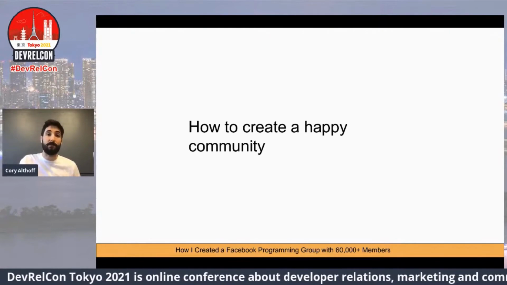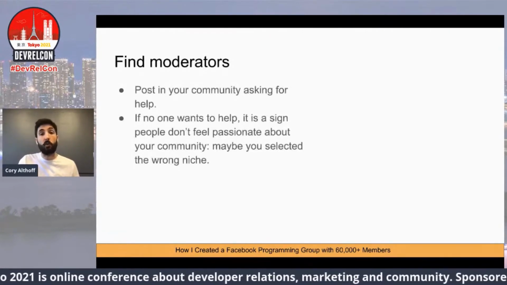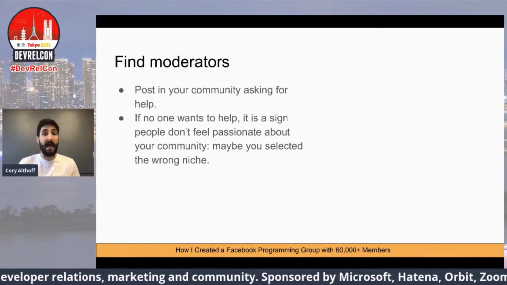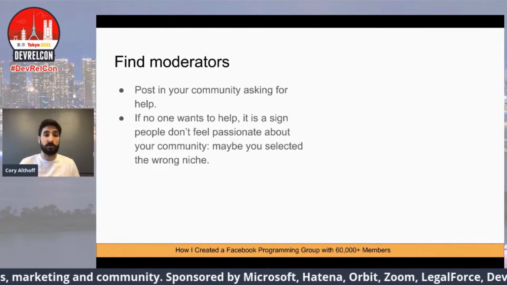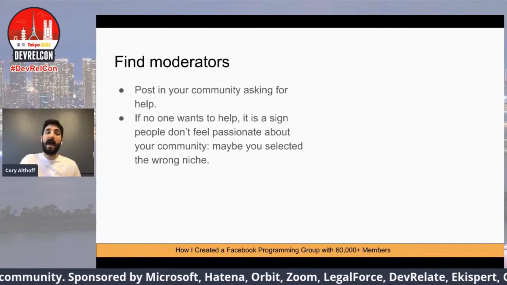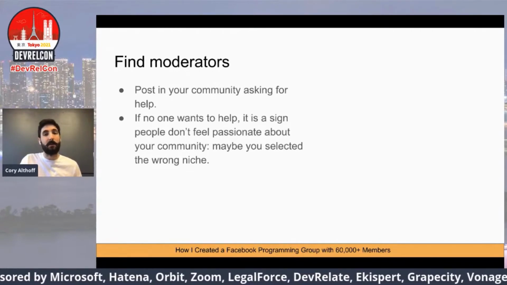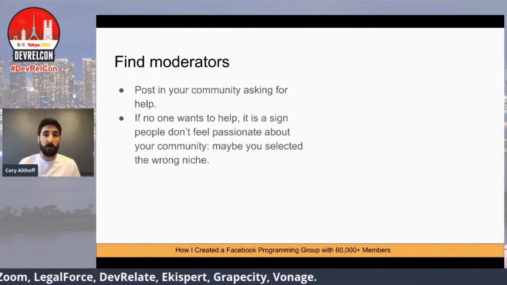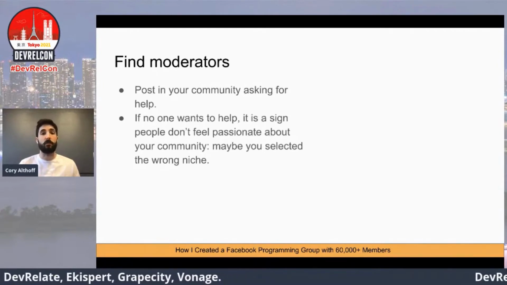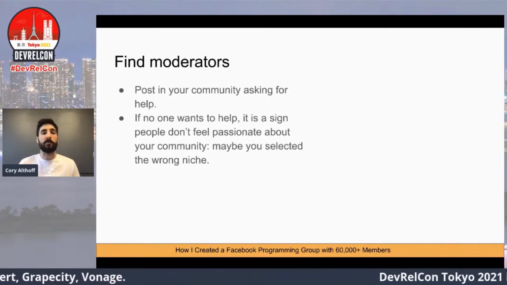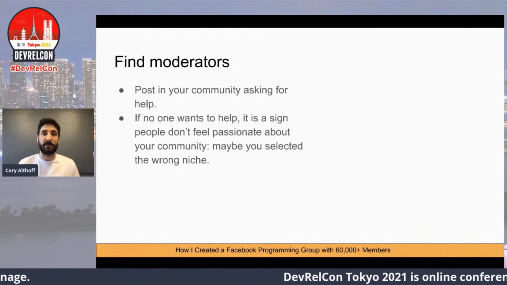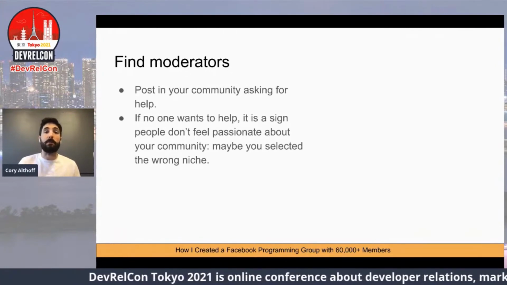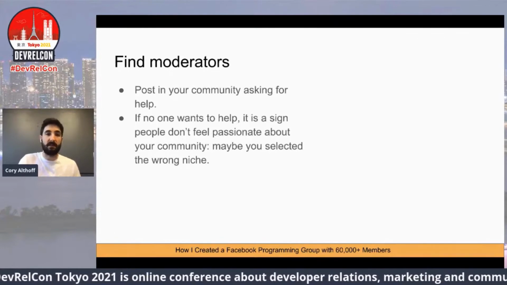So how do you create a happy Facebook community? Well, first of all, you want to find moderators. The way I did it was just simply posting in my community, asking if anyone wants to be a moderator. I got a huge response. If no one wants to help, it is a sign people don't feel passionately enough about your topic, and that maybe you selected the wrong niche and should start over and find a niche that people will feel more passionately about. If you're not familiar with the term moderators, moderators are someone in a Facebook community or any other community that basically just helps make sure that there's no inappropriate posts. They may approve posts, stuff like that.